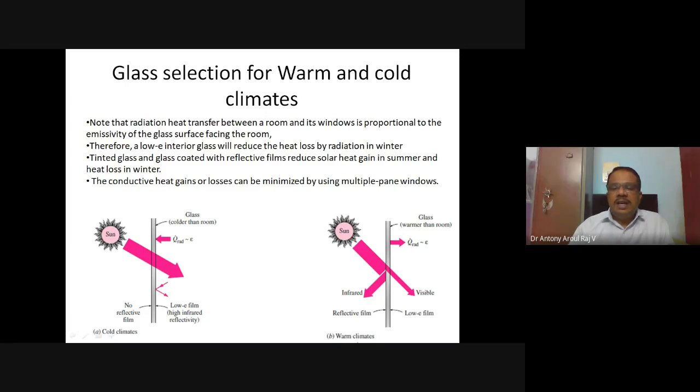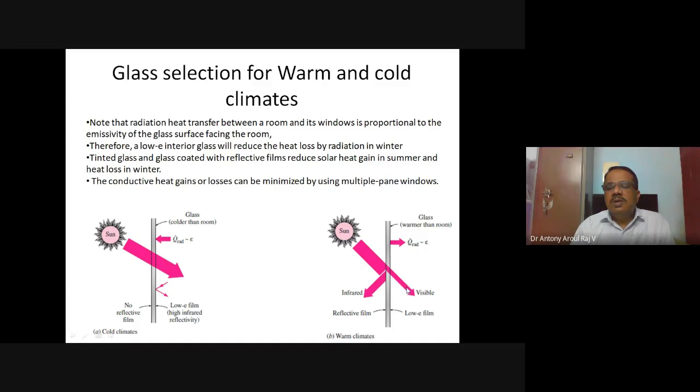In a warmer climate like our place, what we can do is put a reflective film on the outer surface of the glass. This is very important. Because in our place the radiation will be very much higher, first you have to limit the radiation. So on the outer surface you put a reflective film.